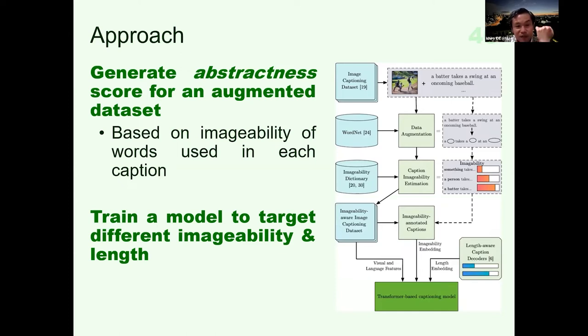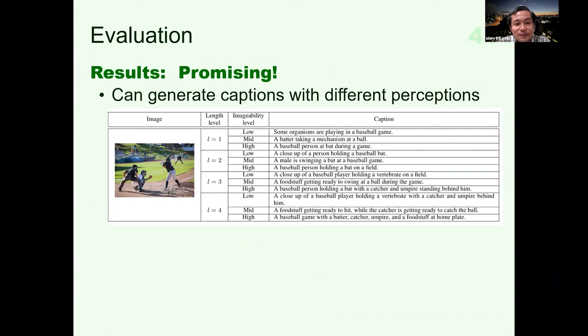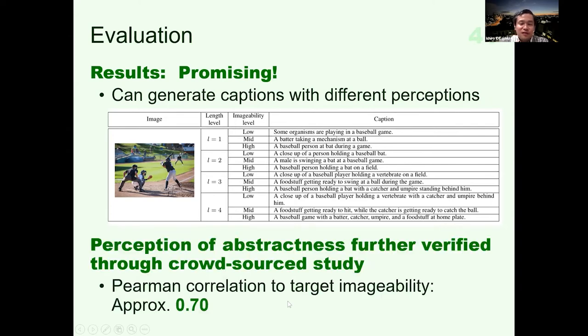So we basically train a model to target different imageability and length. So this is the result. We can generate captions with different perceptions. For a given image, you set the length from 1 to 4, and then for each length level, you can set low, mid, or high imageability. So the short and low imageability gives 'some organisms are playing in a baseball game.' That's really strange, but it's abstract. If you go for the long and high imageability, it says 'a baseball game with a batter, catcher, umpire, and a food sub at home plate.' And of course there is everything in between these. Okay. So that was that. It looks interesting.